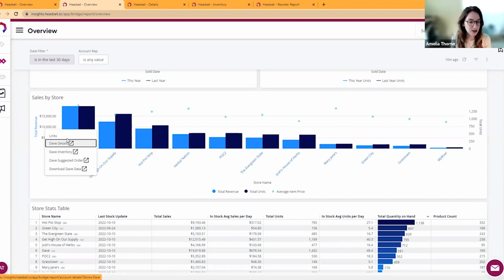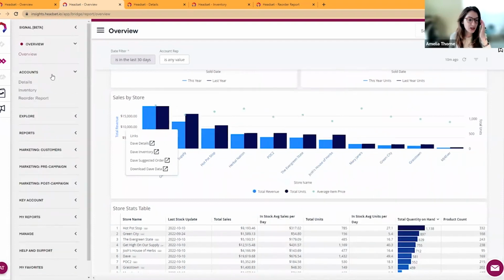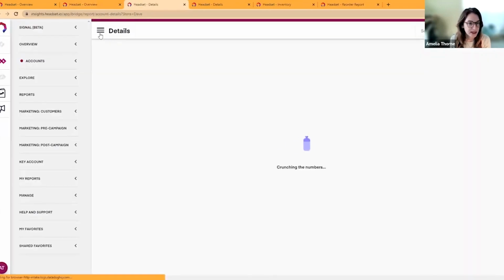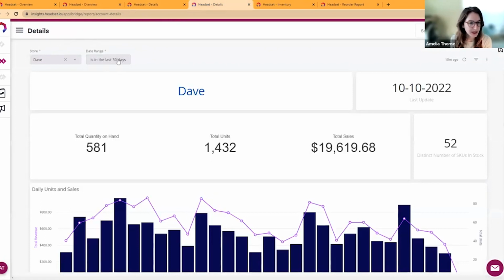That leads me to my next area, which is details. That's going to be found under accounts. When we're looking at accounts, think sales. This is all things sales and inventory. We're going to take a deep dive into Dave. With the details, I already have it pulled up. Again, I'm looking at the last 30 days for Dave.